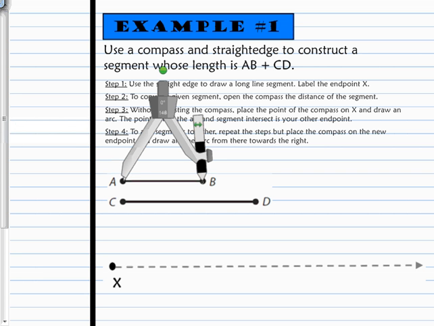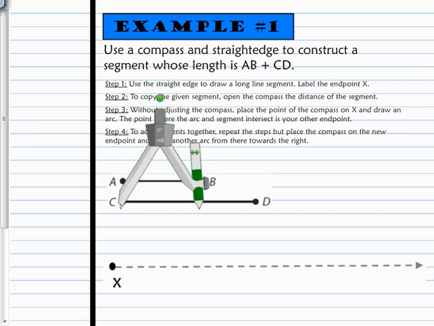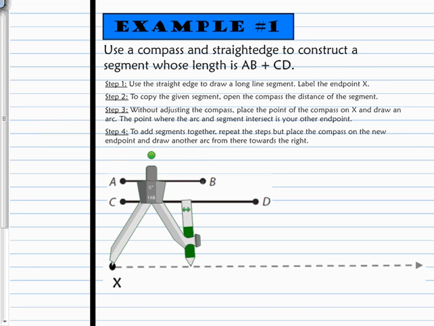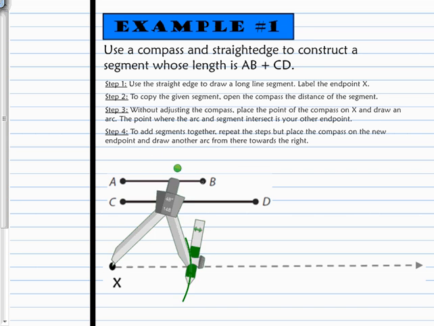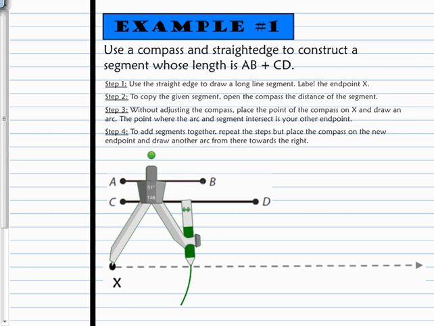The second step says to copy the given segment: open the compass the distance of the segment. You can see on my screen, I already have the compass open to the length of AB. So I'm going to move my compass down to my long line and draw an arc. That's the third step. I did not adjust the compass. I just moved it down and drew an arc, and this is my new endpoint.